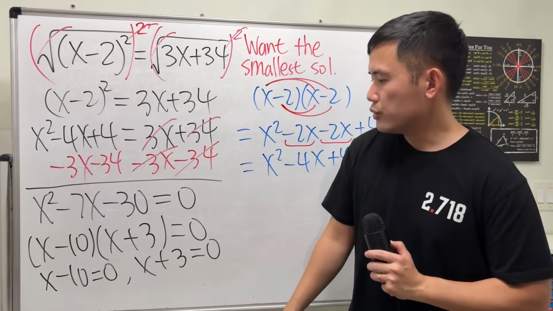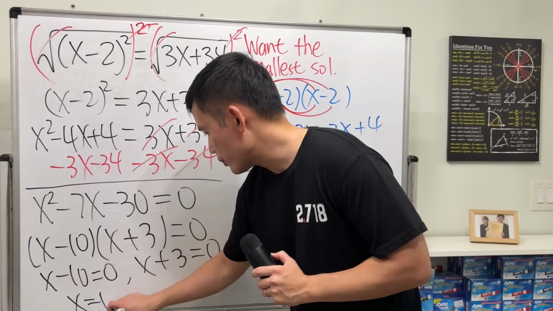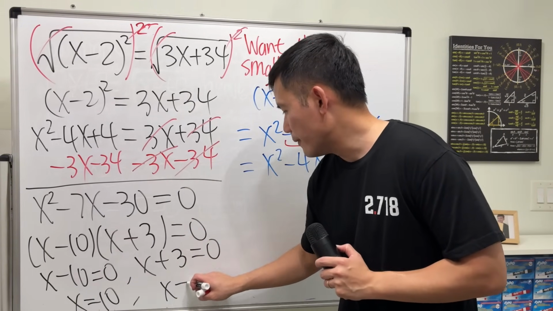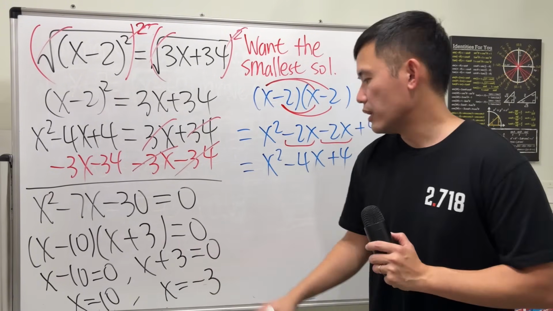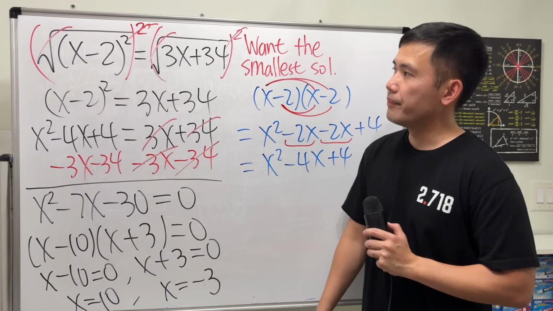For the first equation, we can just add 10 to both sides. So x is equal to 10. For the second equation, subtract 3 from both sides. So x is equal to minus 3.